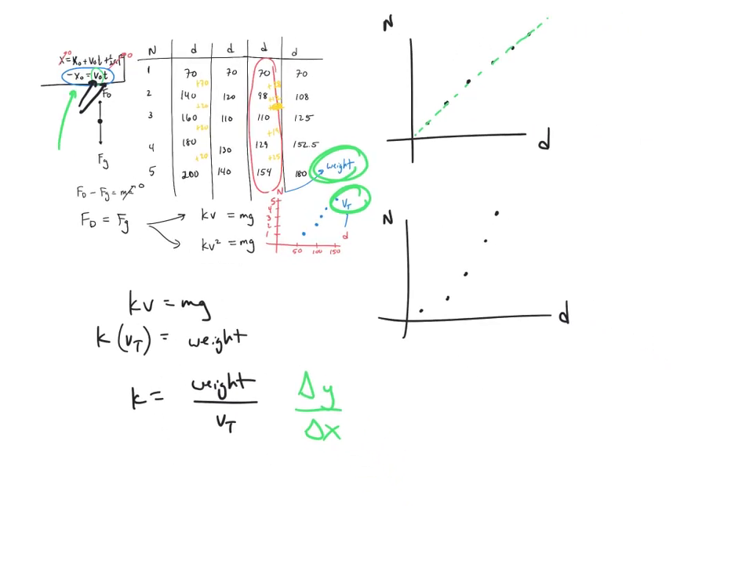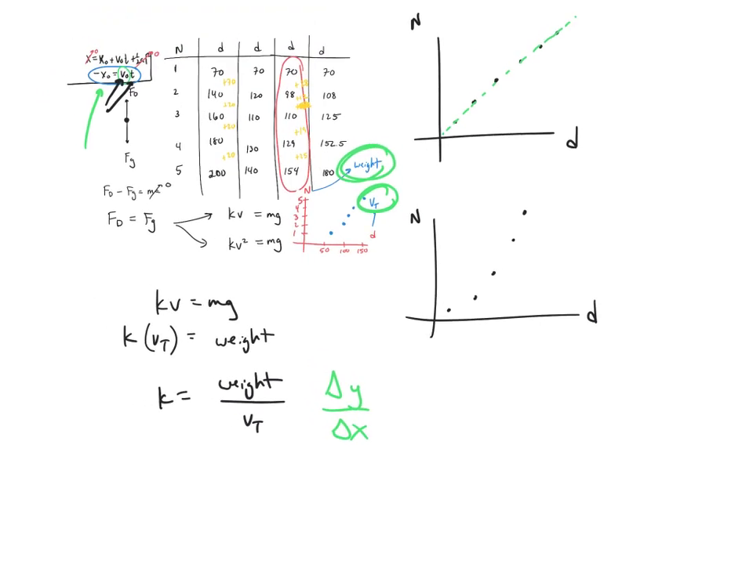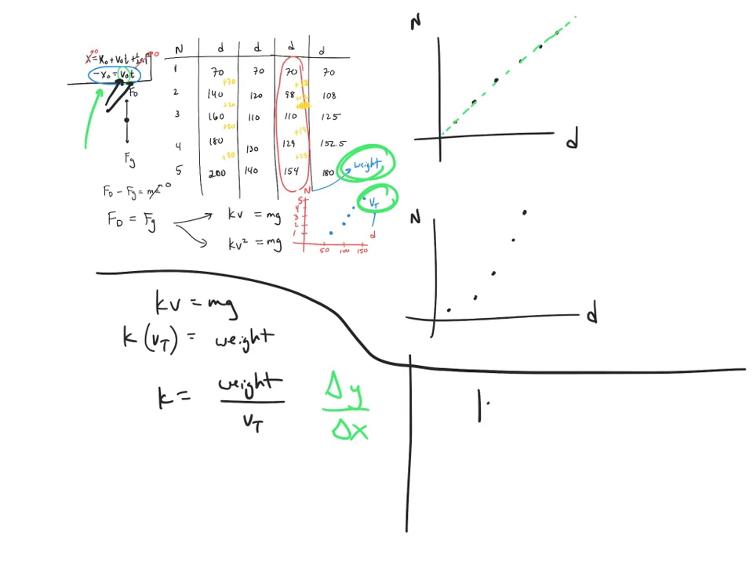Model number 2 solved the same way would look like this. Let me go back, sorry. Model number 2 would look like the following. That was model number 1. Here's model 2: kv squared equals the weight. And if I were to solve model number 2 to get k, it would become the weight divided by v squared.